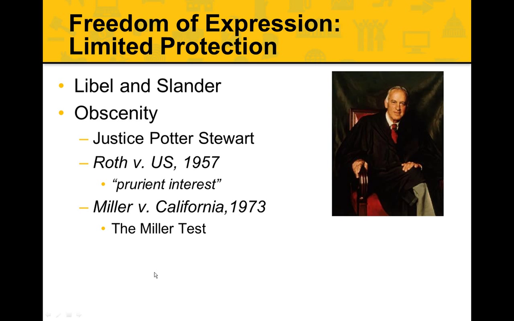The Miller test says we're going to use local, not national standards for community standards. After all, what's considered to be obscene in Huntsville, Texas may not be the same as in San Francisco, for example. And secondly, does the object in question lack any serious literary, artistic, political, or scientific value? So if it lacks those things, then the court might deem that particular object to be obscene.